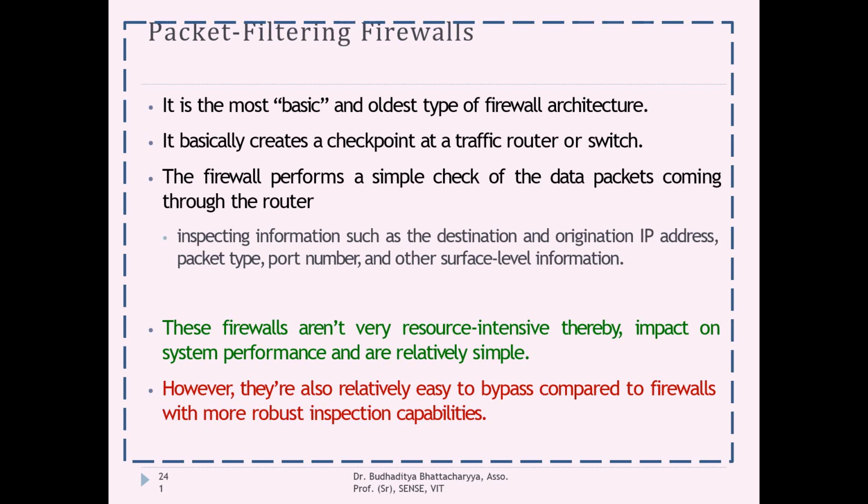So the packet filtering firewall is basically the starting point of the firewall, where, at the input and the output, it performs a simple check of the data packets coming through the router. It will check the original IP address and the destination IP address. If those two match, it will allow the packets to come in. It will not inspect the packet at all.